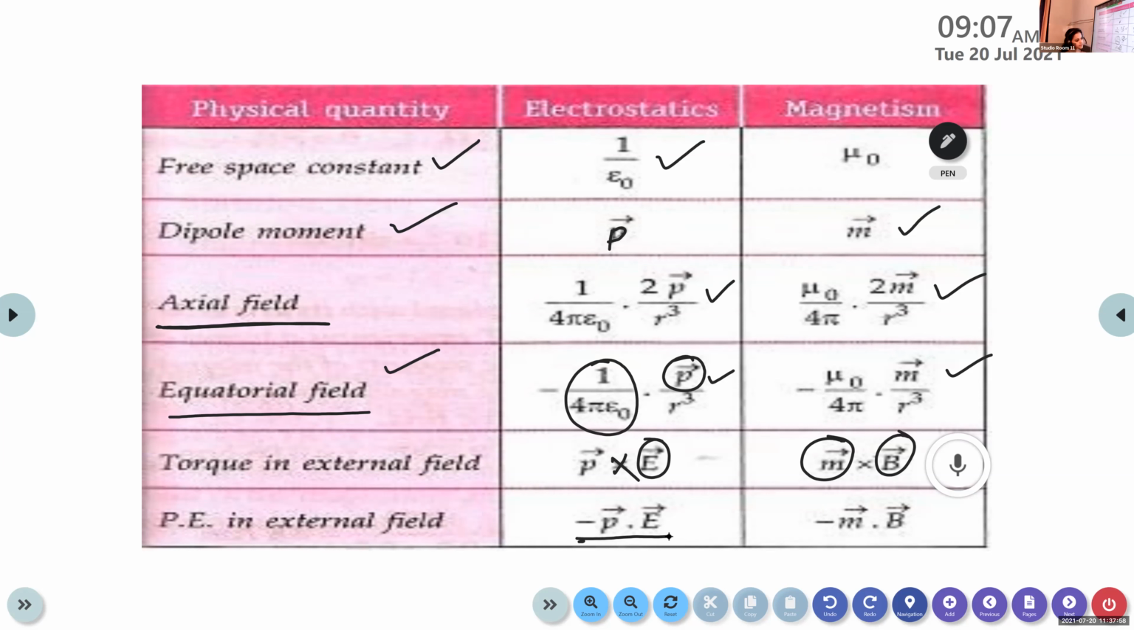In your text, it is P dot E, not P cross E. The potential energy, it is not the torque, it is the potential energy. The potential energy in electrostatics is given by minus PE cos theta, not sin theta. So we can represent it as minus P dot E. In magnetism, the potential energy due to an external field is given by minus MB cos theta, or we can write minus M dot B.